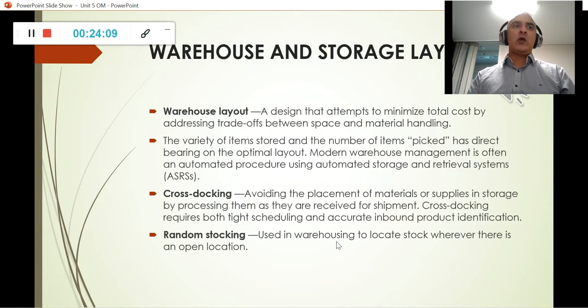So in this case, we're looking at strategies like, for example, cross-docking, which is avoiding the placement of materials in storage by processing them as received. We are more of a pull approach, meaning that rather than storing, it comes, it processes, it goes out. We never have anything on stock.